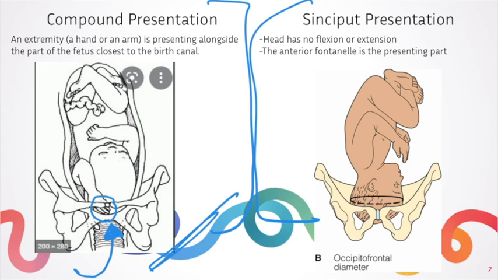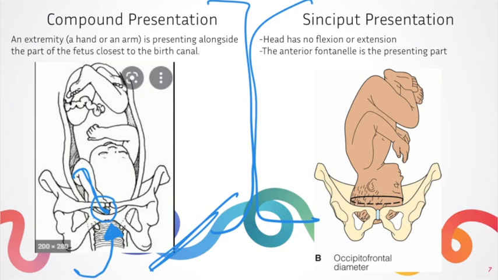People with a compound presentation often have a C-section. Because again, also, if this hand is in the way of the head, the baby's station is not coming down either, too, when we get to the station. So a compound presentation prevents the baby's descent into the pelvis.